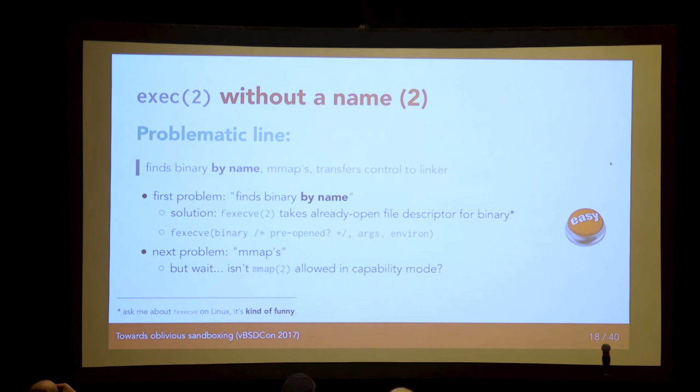But the other problem is that we're going to mmap some stuff, right? We're going to mmap the binary. Well, if we have the file descriptor, that seems easy. But hang on, is an mmap allowed in capability mode? Here's a file descriptor. Please make this file descriptor available in my virtual address space. Yeah, of course that should be allowed. But what are we actually mapping?